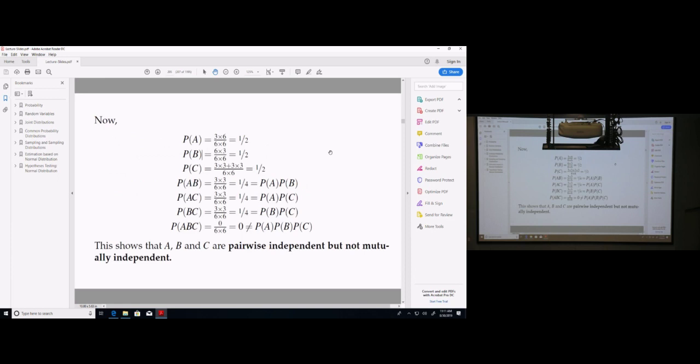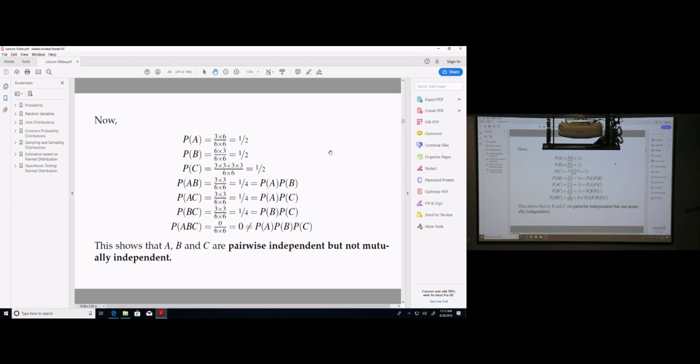Okay, so we go through the same calculations as before. So we will go up to here. I won't go through the detail; it will bore you to death. But the upshot is that they are pairwise independent. So this is the thing.